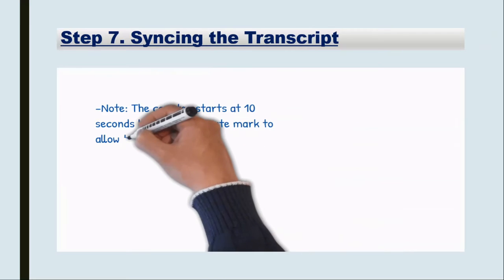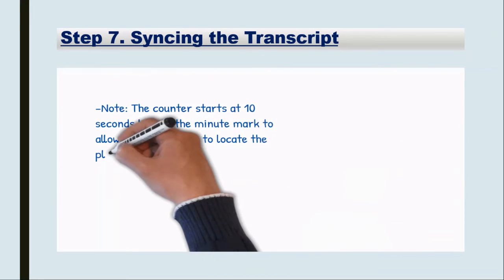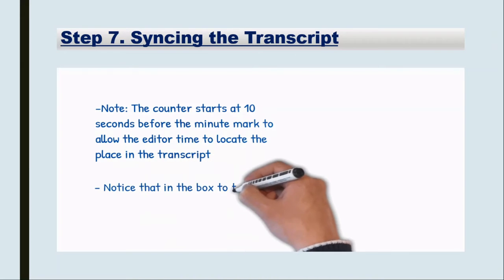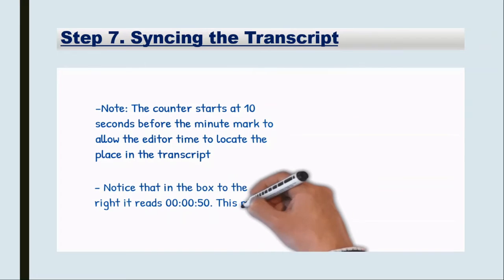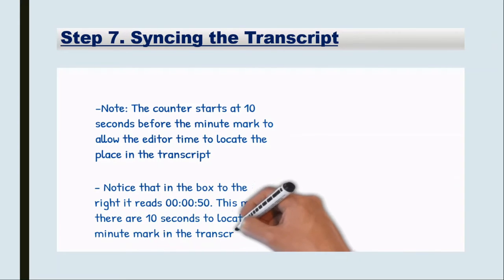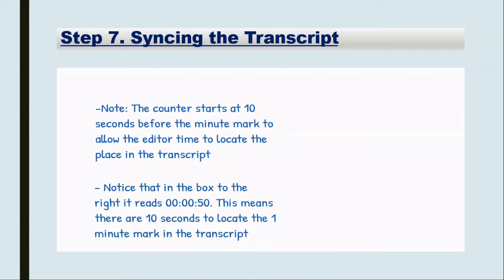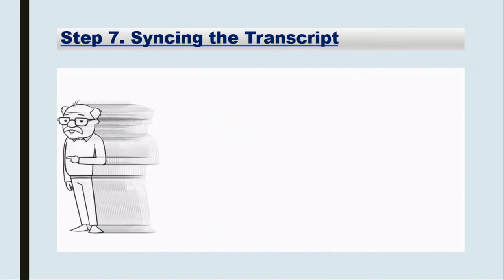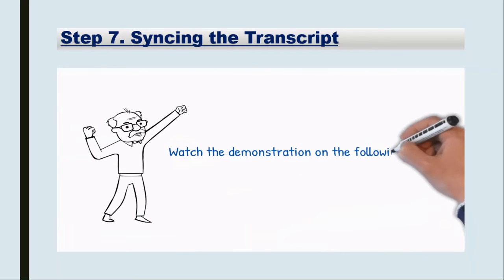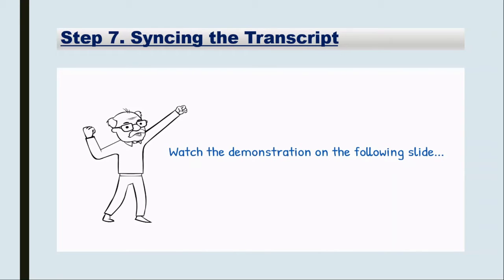Note, the counter starts at 10 seconds before the minute mark to allow the editor time to locate their place in the transcript. Notice that in the box to the right it reads 50 seconds. This means there are 10 seconds to locate the 1 minute mark in the transcript. Watch the demonstration on the following slide.